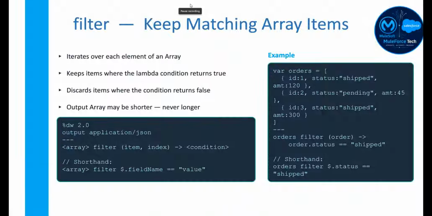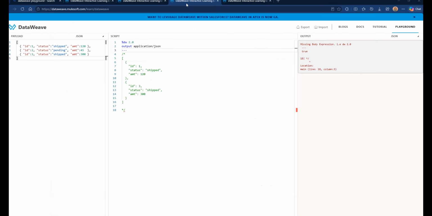Let me go to the data playground. Then we are going to write the script for this orders input. Here my requirement is, this is the input. These are the three order items, with IDs, statuses and amount. Here this is the required output, whose status is equal to shipped.